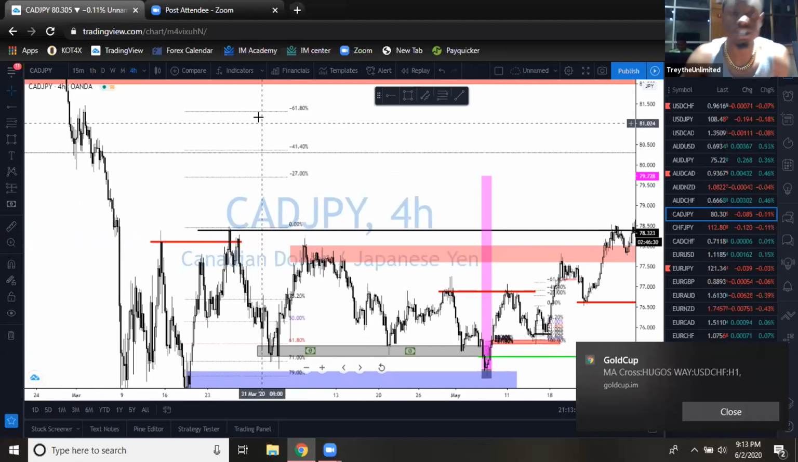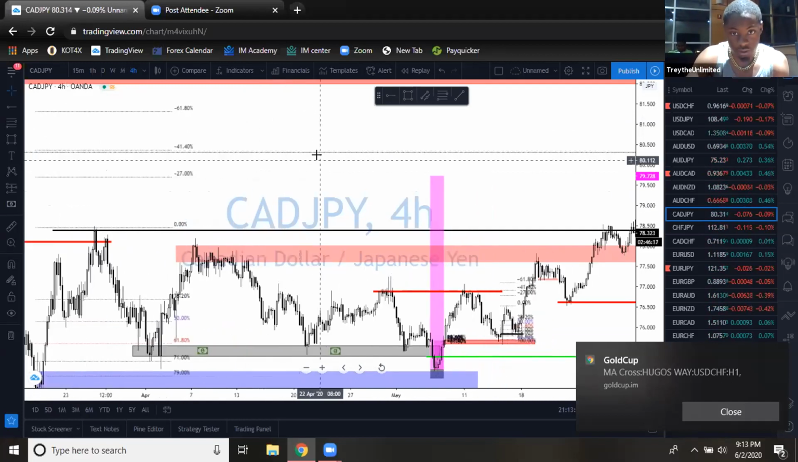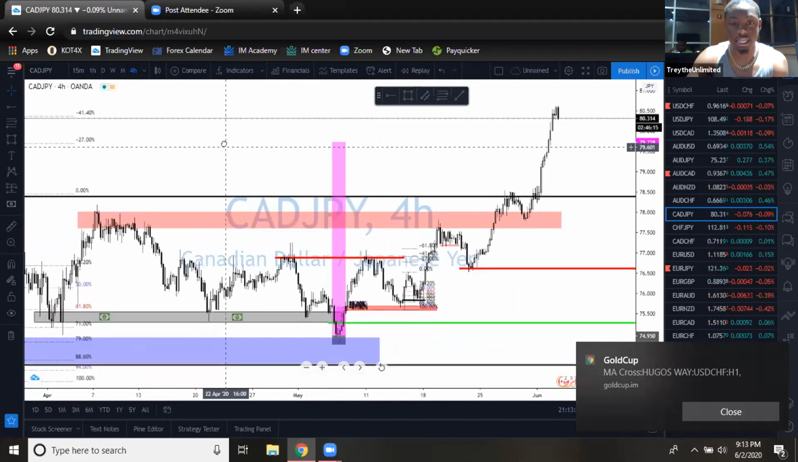Those are your extensions. When you use the fib level, the Fibonacci tool for real, you expect price to extend into those areas to hit your TPs. And really, when all is said and done, all it does is take time.